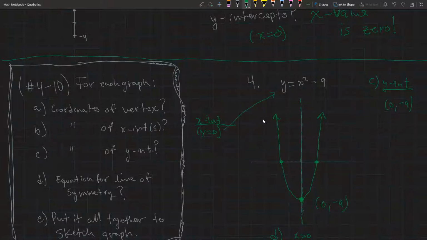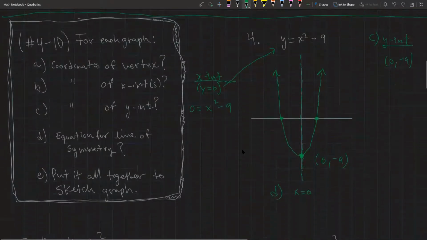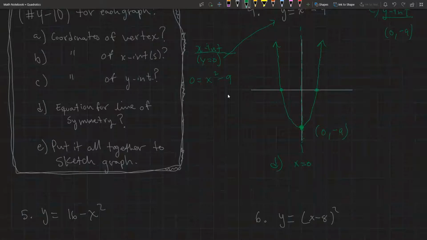I will do that here. All right, so 0 equals x squared minus 9, or something squared minus 9. And we know how to solve this type of equation. We have to undo this minus 9 first. We're going to get 9, adding it to both sides. 0 plus 9 is 9. And then on the right side, we're left with x squared. Therefore, we know x equals plus or minus 3.